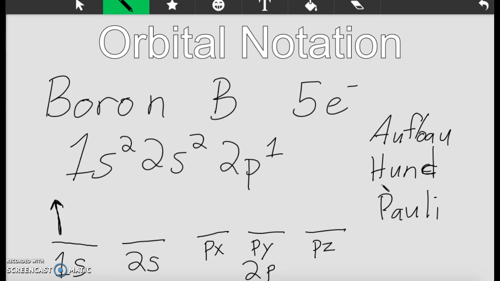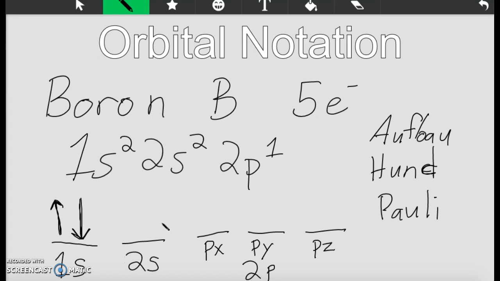Now, Hund's rule says if we have empty orbitals, we have to fill them first. But in the 1s, we only have 1 orbital, so it's not empty. So we have to give him his partner. Can't have his privacy, he's got to have a roommate. Since we need 2 electrons, it goes here. But remember, Pauli exclusion says they have to have opposite orientations, opposite spins. So there we go. We have our up spin and our down spin. Now we're done with 1s.